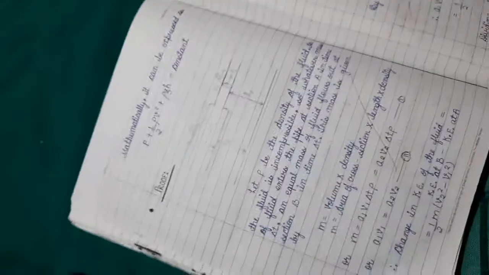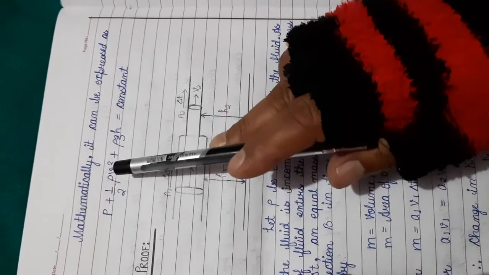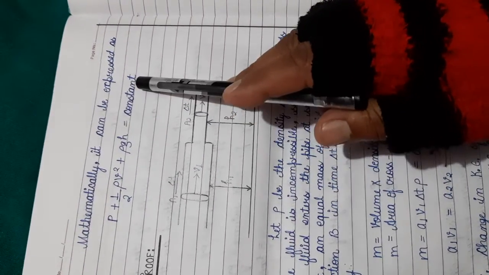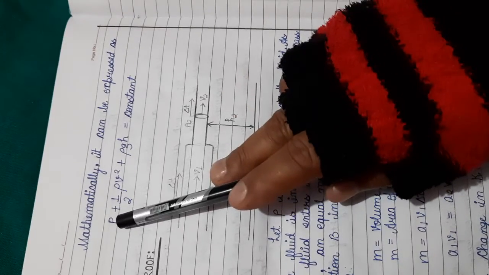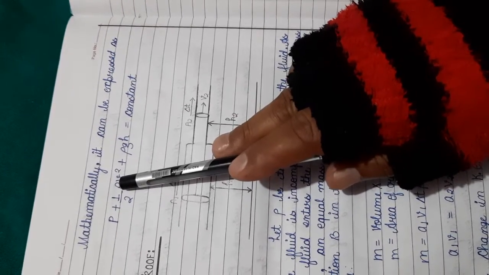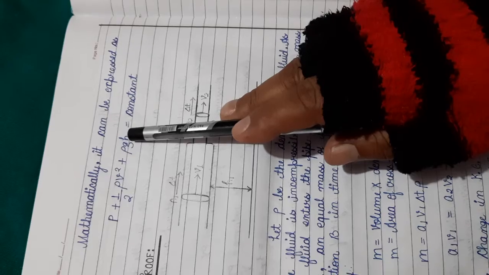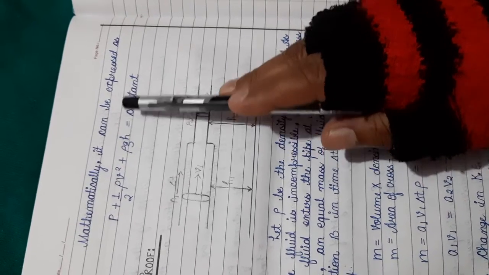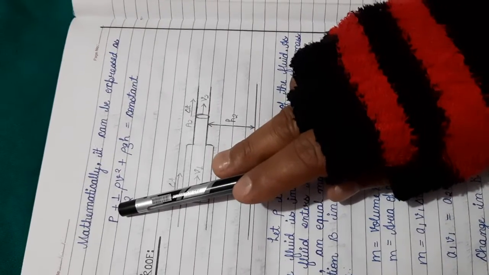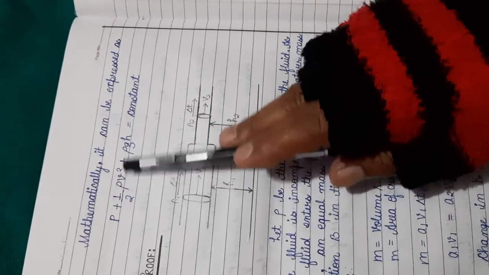It means if the flow is a streamline, the sum of all energies, that is pressure energy, kinetic energy and potential energy, should remain constant. You can take pressure energy per unit volume, so kinetic energy will also be per unit volume and potential energy will also be per unit volume, so that should remain constant. You can take per unit mass also, you can take per unit weight also here.